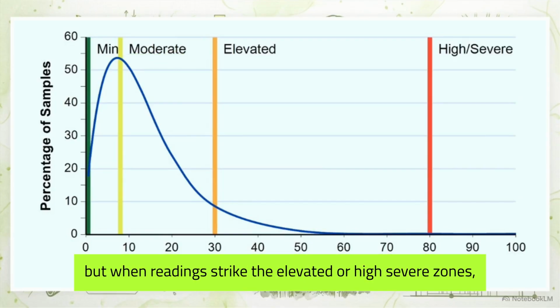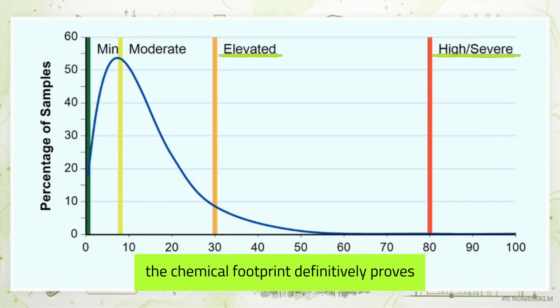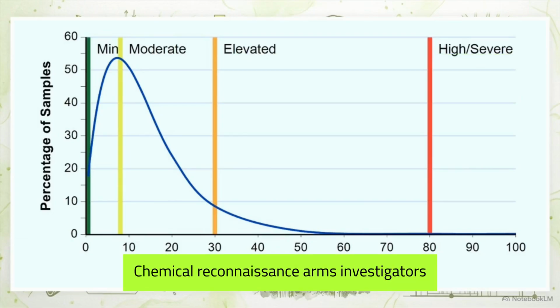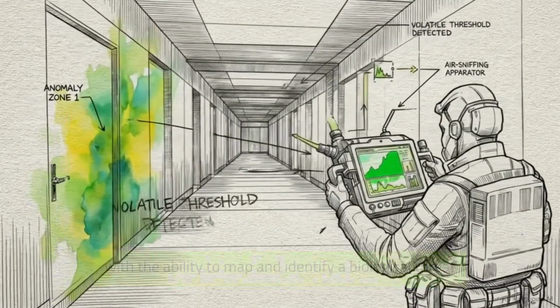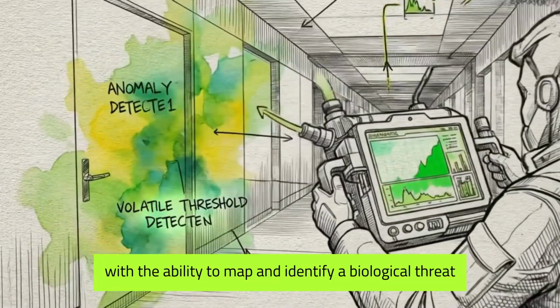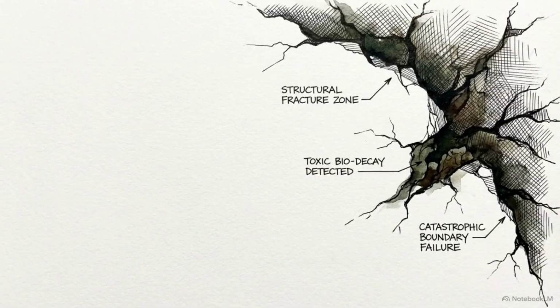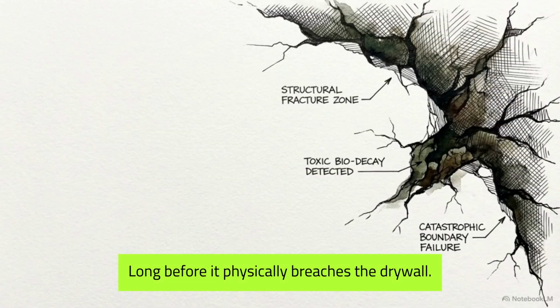But when readings strike the elevated or high severe zones, the chemical footprint definitively proves massive hidden biological amplification within the structure. Chemical reconnaissance arms investigators with the ability to map and identify a biological threat that is entirely invisible to the naked eye, long before it physically breaches the drywall.